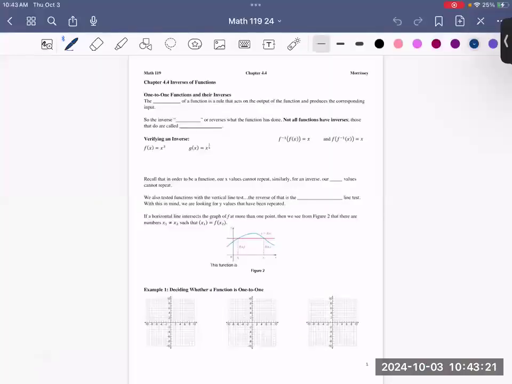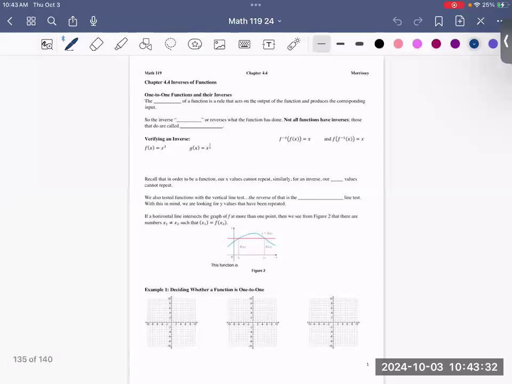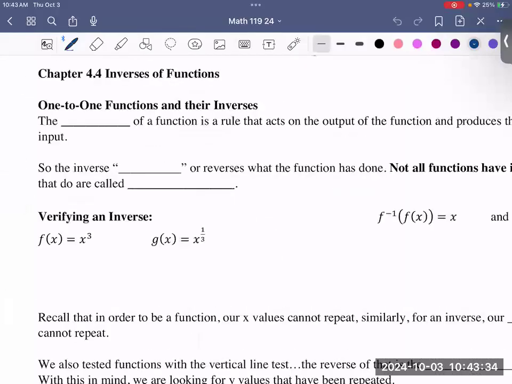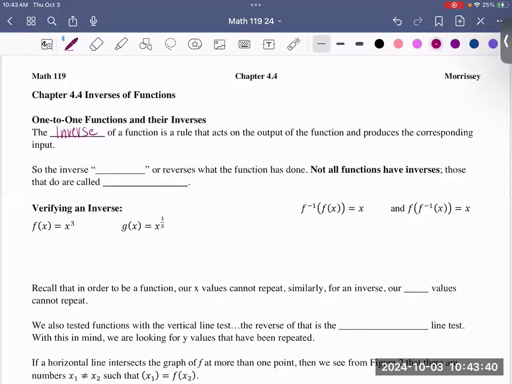Welcome to chapter 4.4, where we are talking about inverses of functions. When we talk about inverse, we're talking about whether the function is one-to-one. The inverse of a function is a rule that acts on the output. Your output is another way to say your y values of the function, and it produces the corresponding input.